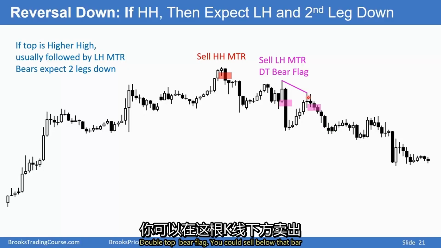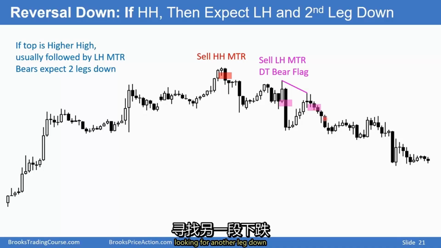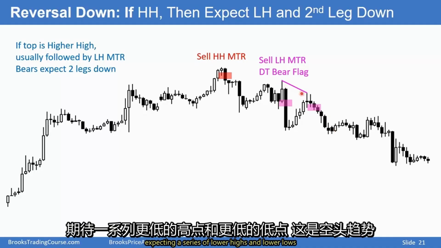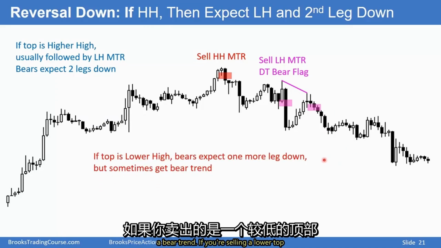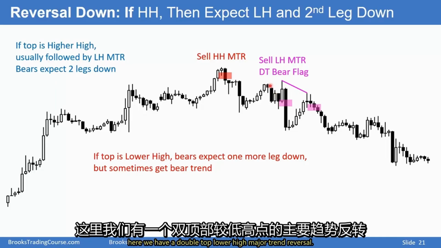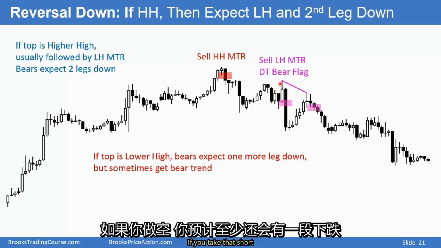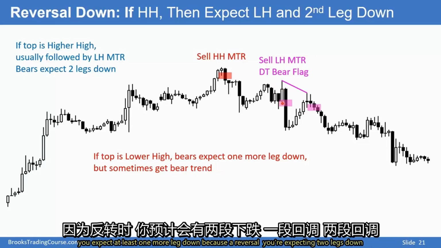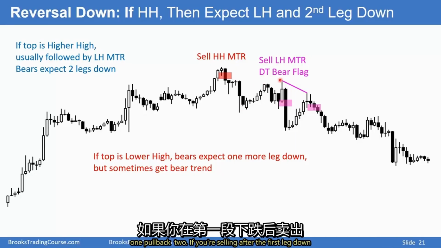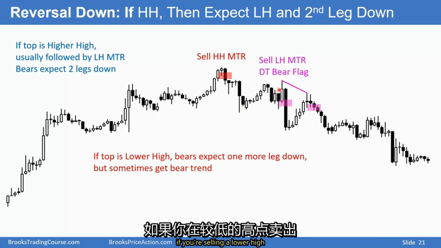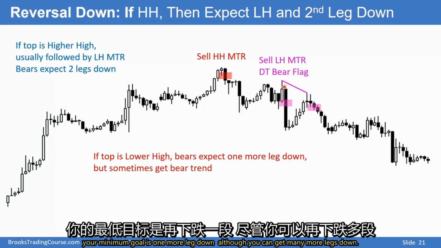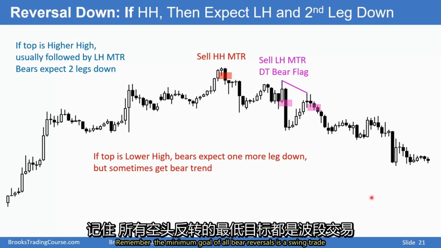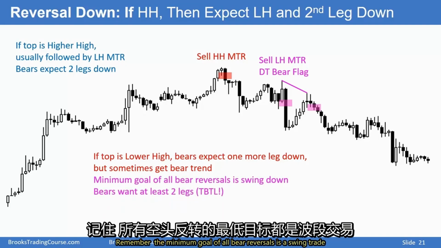Double top bear flag, you could sell below that bar, looking for another leg down, expecting a series of lower highs and lower lows, a bear trend. If you're selling a lower top, here we have a double top lower high major trend reversal. If you take that short, you expect at least 1 more leg down because a reversal, you're expecting 2 legs down, 1 pullback, 2. If you're selling after the first leg down, if you're selling a lower high, your minimum goal is 1 more leg down, although you can get many more legs down.